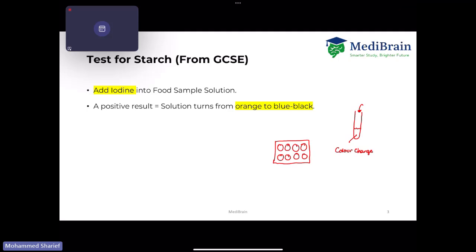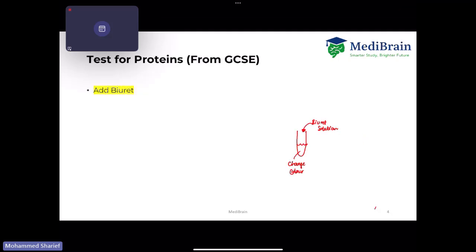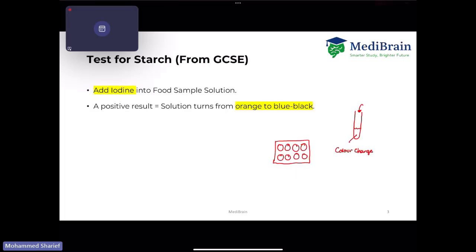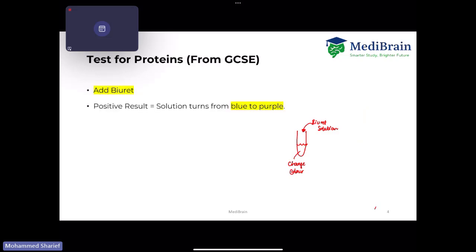Starch is orange to blue-black, and proteins is blue to purple. That's the main part that students get confused with. So just make sure that you've learned the color changes, because that was probably the hardest part of GCSE, and believe it or not, that's the hardest part of the A level for this part of the spec. So we've done starch and we've done protein. Starch, iodine, orange to blue-black. Proteins, biuret, blue to purple.